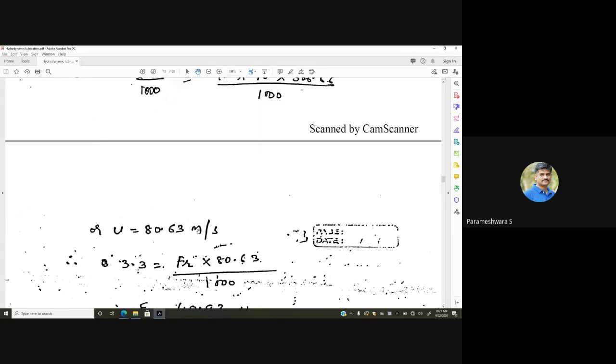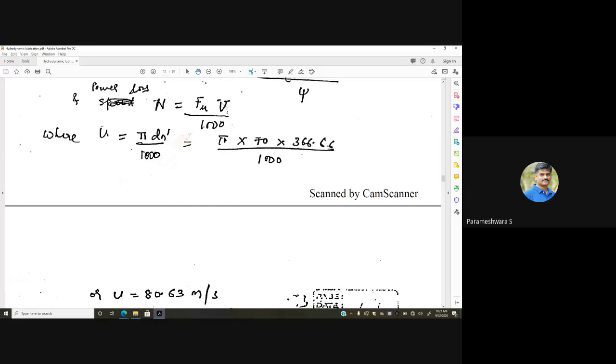The velocity must always be in meters per second, because this formula is derived considering the u value in meters per second. Of course, you may put d in millimeters, not an issue, but just check the dimensions. F is force in Newton, velocity is meters per second, Newton meter is joule, joules per second is watt. Clear? So that's why it must be in meters per second.